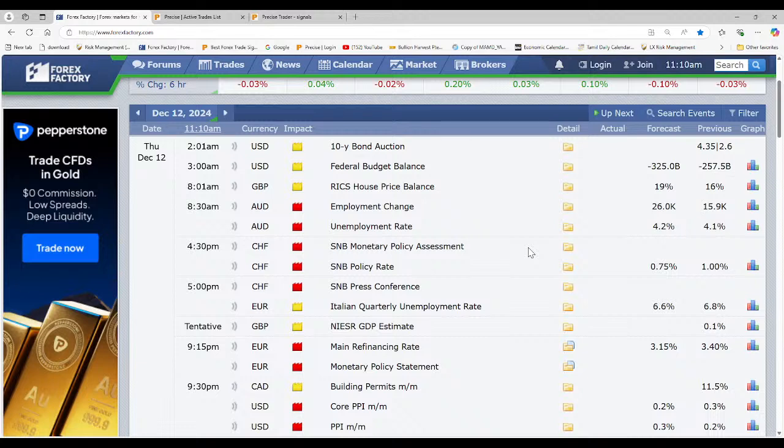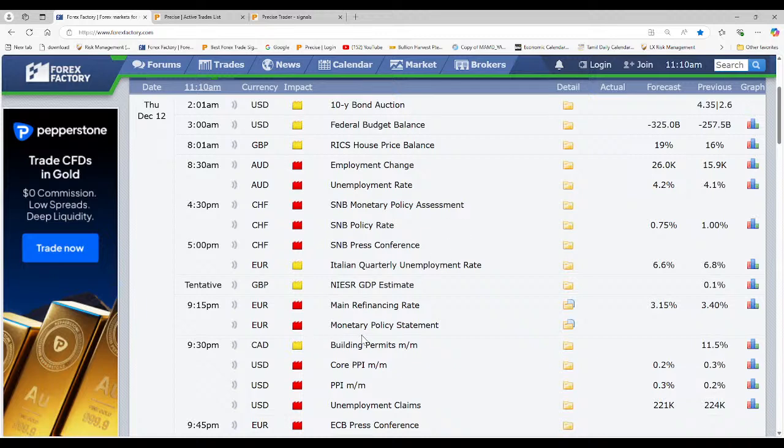Next, on Thursday, December 12th, we have Australian employment change and the unemployment rate, followed by the Swiss SNB interest rate announcement, where they are expecting a 0.25% cut. That means we can expect the Swiss franc to weaken as well. On the same day, the euro is also expected to cut by 0.25%, so the euro is also expected to get weak. So we are going to concentrate on dollar CAD, euro dollar and Swiss franc.